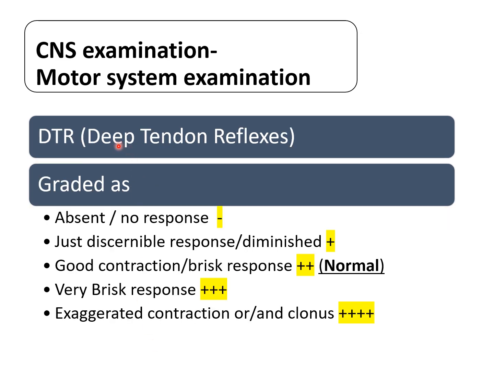Then we have to perform the deep tendon reflex, and it is graded from minus 1 to plus 4. When there is no response, absent response, then minus 1. When the response is decreased, hardly visible, then plus 1. When there is a brisk response, good contraction, plus 2, which is normal DTR response. When a very brisk response is there, it is plus 3. When exaggerated or clonus is there, then plus 4 we label.